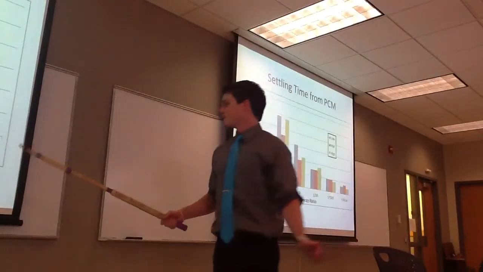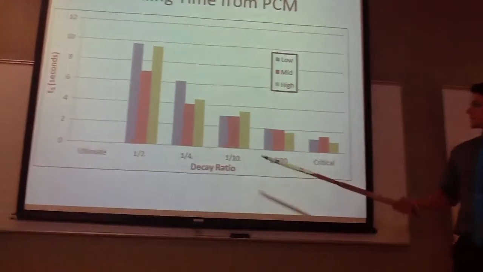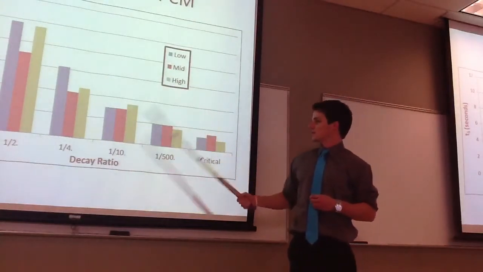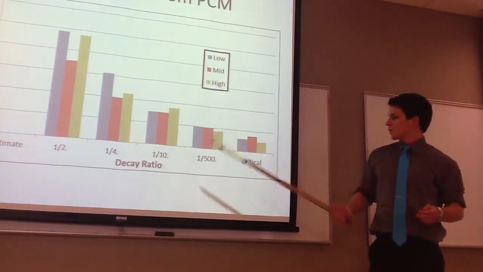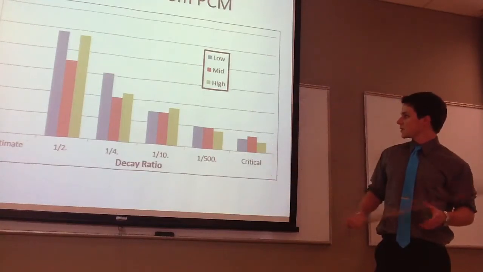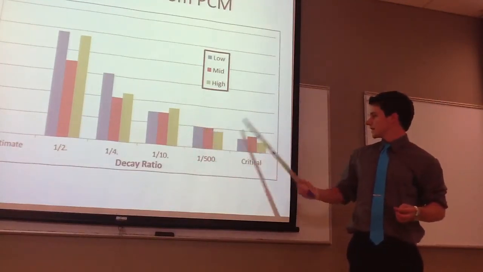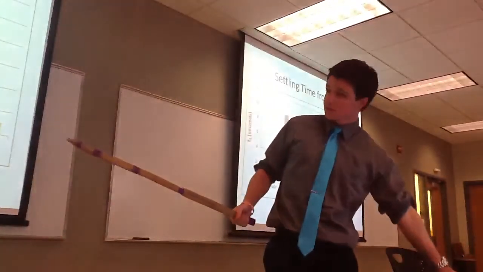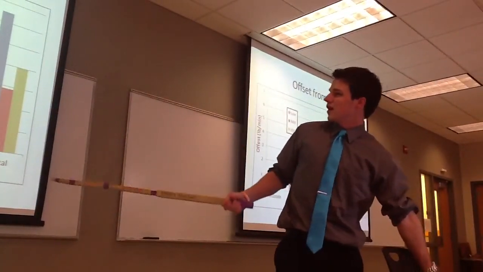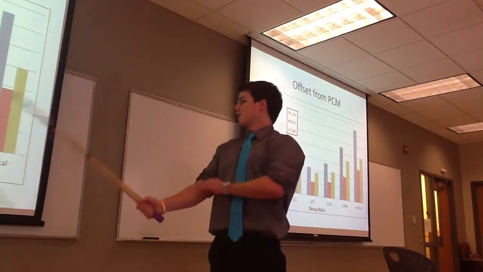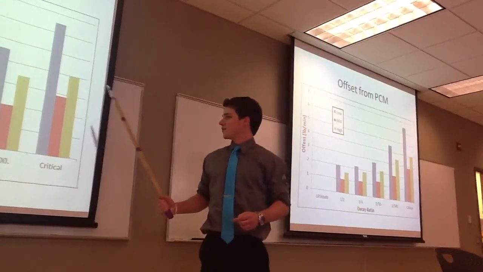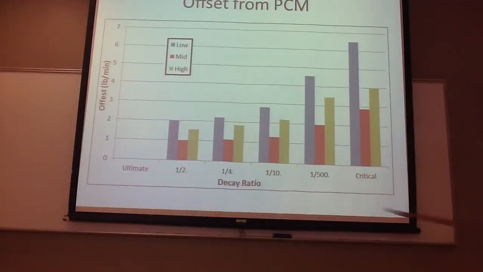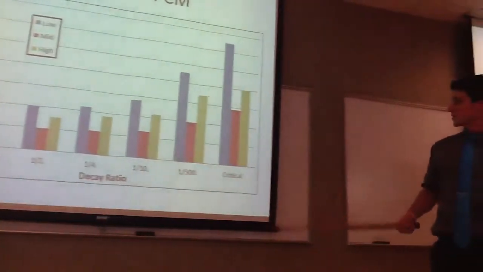This is settling time. The ultimate never settles, so it's actually infinity, but you can't plot that. And for 1/2 and 1/4 and 1/10 and 1/500 and critical, the settling time decreases for each of the operational ranges. The offset for the ultimate was 0, and as the decay ratio decreased, the offset increases.